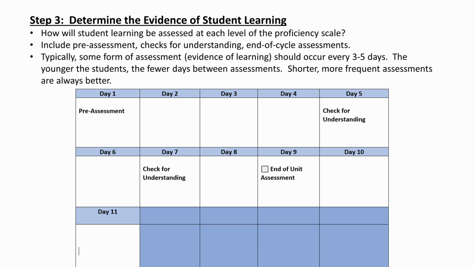What would the pre-assessment look like? Would I need a pre-assessment? Checks for understanding, end of unit assessment. Typically, some form of assessment, some evidence of learning should occur every 3 to 5 days. The younger the students, the fewer days between assessments. The older the students, you can have a longer time period. So you may be doing a check for understanding every other day in a lower grade classroom.